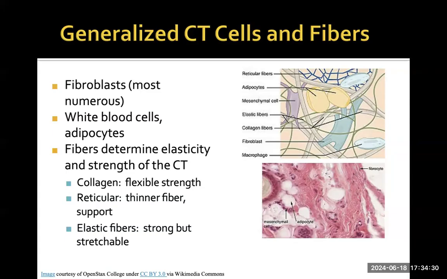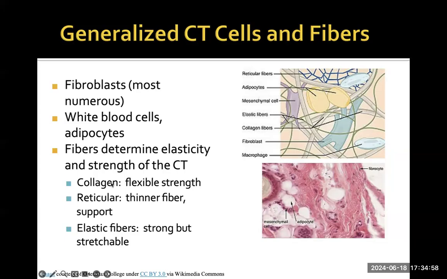White blood cells or adipocytes, right? These are different types of cells that you could find in connective tissue. White blood cells are for your body's immune system, and adipocytes are essentially fat cells that store energy. Fibers in your connective tissue determine how much elasticity and strength that particular tissue has. There are 3 different types of fibers that you need to know, which are right here: collagen, reticular, and elastic.